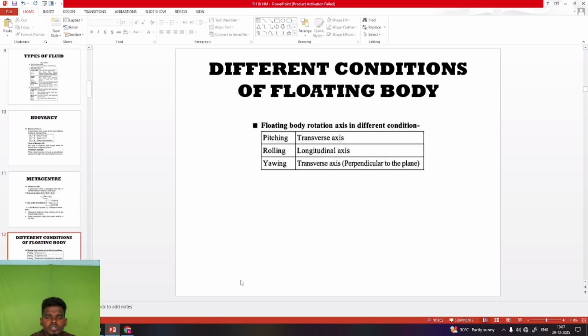Different conditions of floating body. Floating body rotation axes in different conditions are: pitching means transverse axis, rolling means longitudinal axis, and yawing means the axis perpendicular to the plane.